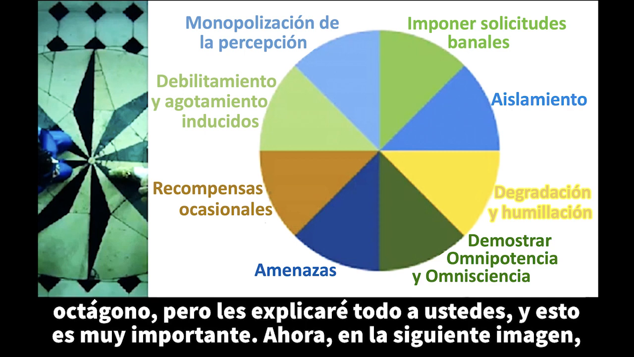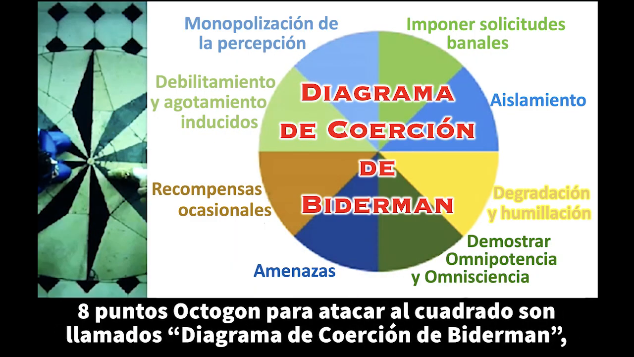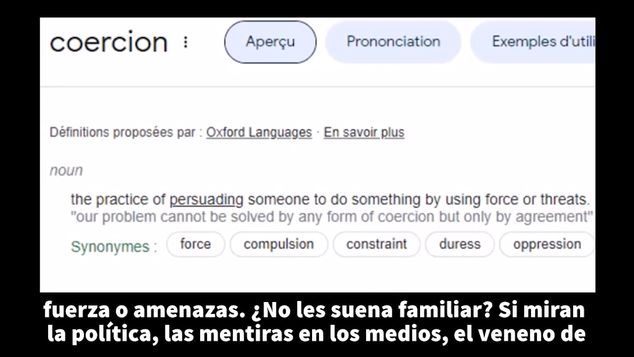This is very important. So now in the next picture, the only thing that changed is here in the middle, where it says Biderman's chart of coercion. So the 8 octagon points of attack on the square are called Biderman's chart of coercion, where the word coercion means the practice of persuading someone to do something by using force or threats.